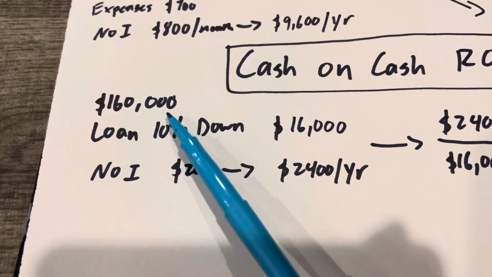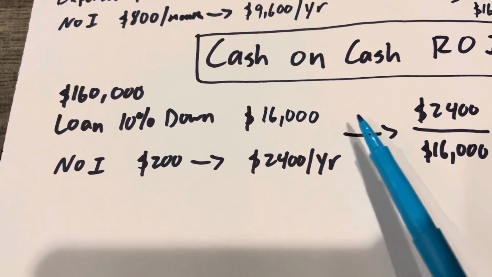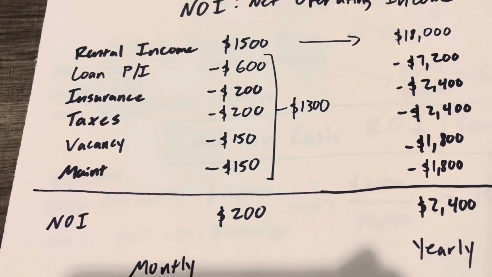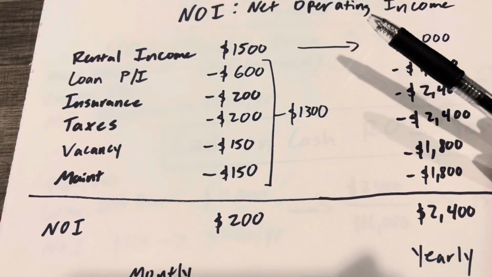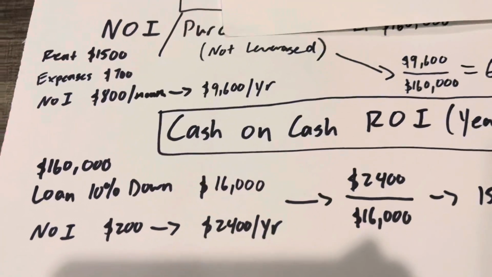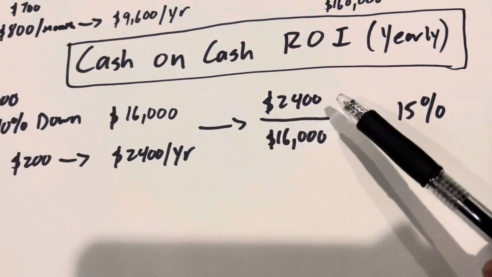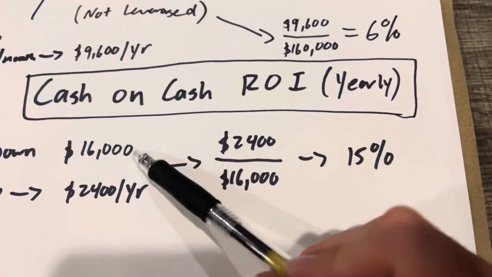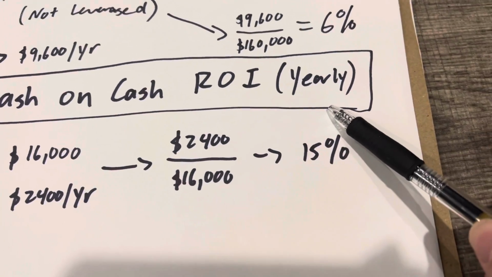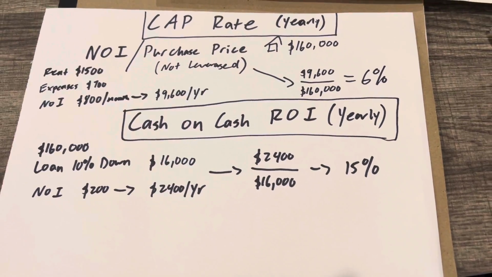In this $160,000 house, if we get a loan with 10% down, we put $16,000 into the deal. If we come back to here, if that $16,000 was able to get us a $600 payment, for example, it'd really be 600 plus 400, so it'd be a $1,000 loan payment, for example. That gives us our NOI of $200. $200 is $2,400 a year. Take $2,400 over the $16,000 that we put in, it gives us a 15% cash on cash ROI per year. So this is how we break down to compare two different investments and how they perform.